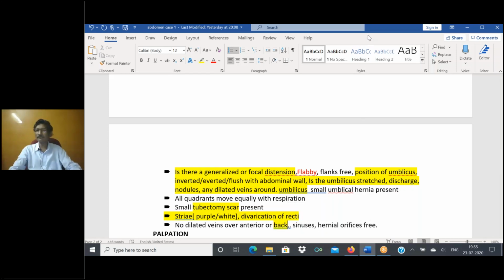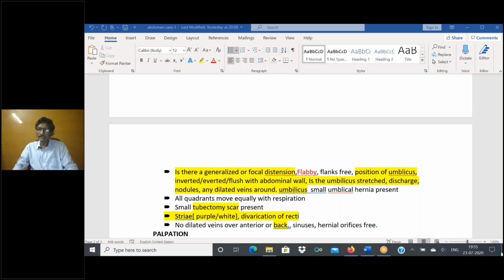These are all not relevant for this case, I agree. Not relevant for this case, but why should it be documented? Okay. So long-standing ascites. So divarication of recti, you are asking because you are looking at a long-standing abdominal distension.